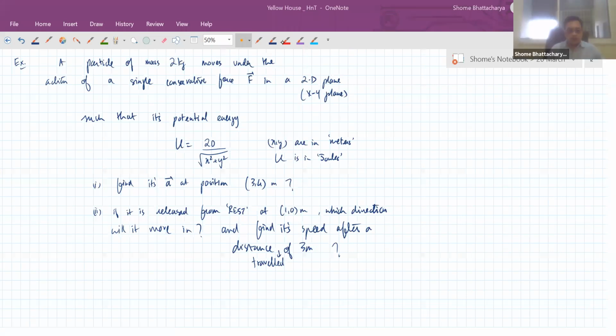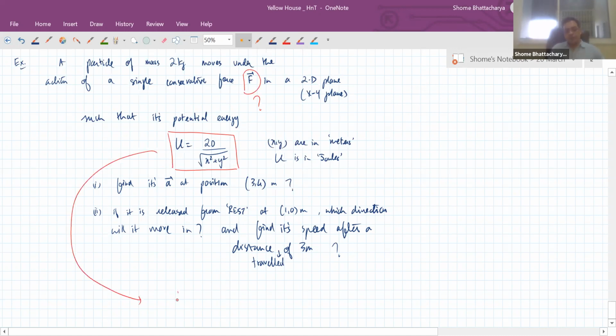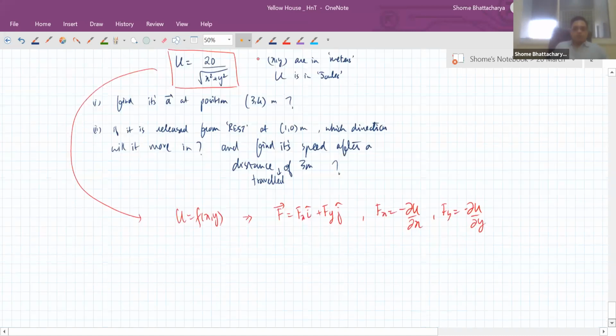Okay, so people, anybody got the answer? Okay, Kshitij, let me check the answer for you. What we have to do now is, from this potential energy function, first of all find the internal conservative force, this force F. You can see that potential energy is a function of x and y. So that means the force has two components, Fx i cap plus Fy j cap, where Fx is minus del u by del x and Fy is minus del u by del y. So this is what we have to do.